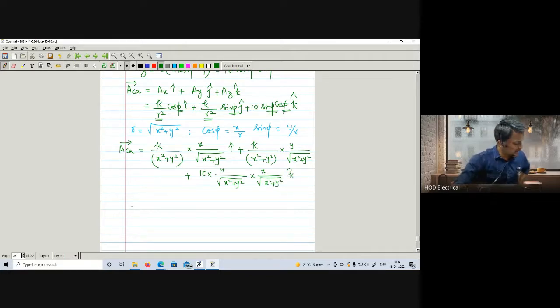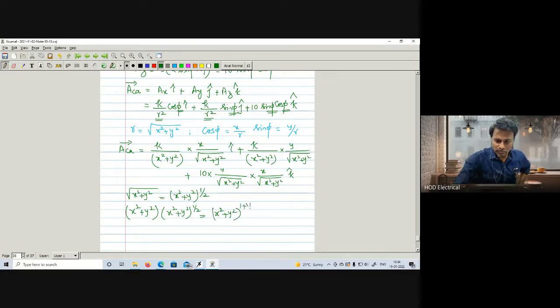Now we can write the root of x square plus y square as x square plus y square the whole power 1 by 2. So x square plus y square into x square plus y square the whole power 1 by 2 can be written as x square plus y square the whole power 1 plus 1 by 2, that is x square plus y square the whole power 3 by 2. So that we can write it now.